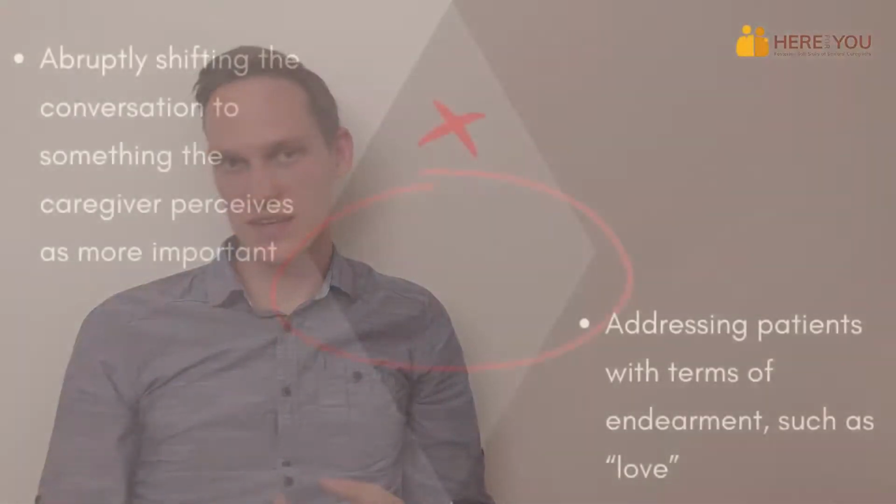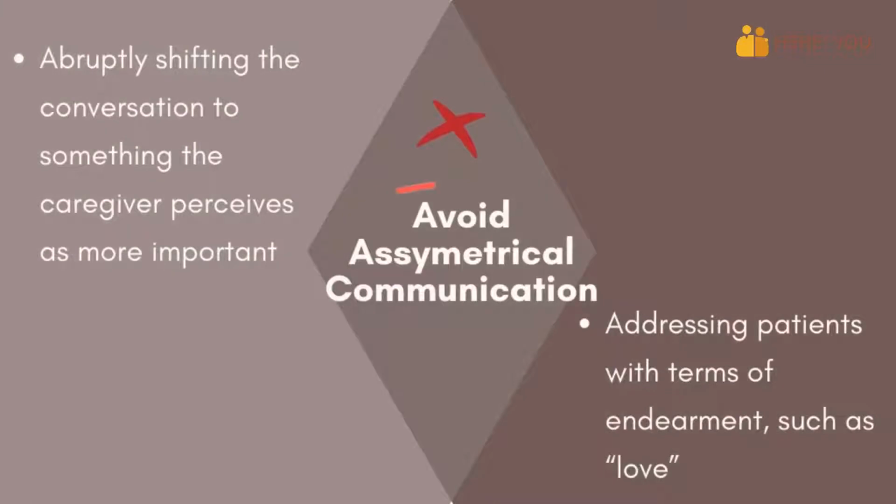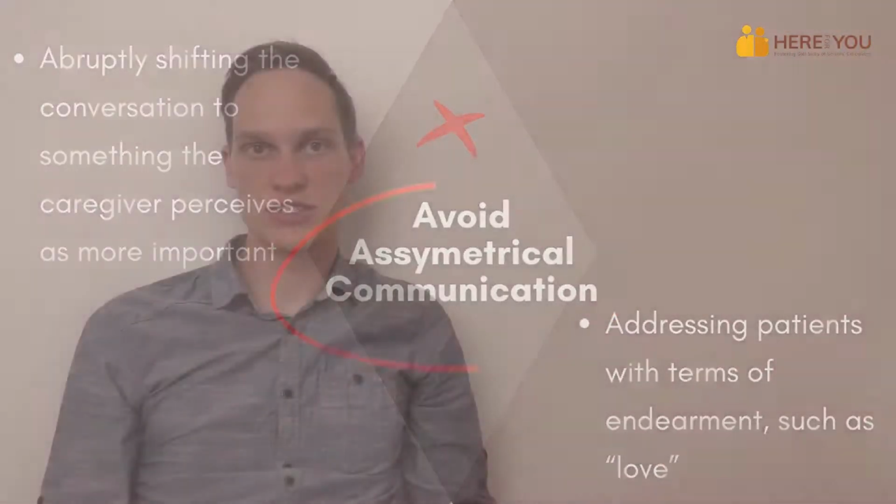On the other hand, in asymmetrical communication, you dismiss their fears and thoughts as irrational. This will result in you engaging in other tasks rather than communicating with your patients and shifting the conversation to other topics that you believe are more relevant. Since you are not taking them seriously, you will also use language to indicate that, such as love, darling, or honey, leaving your patients feeling belittled and childish.